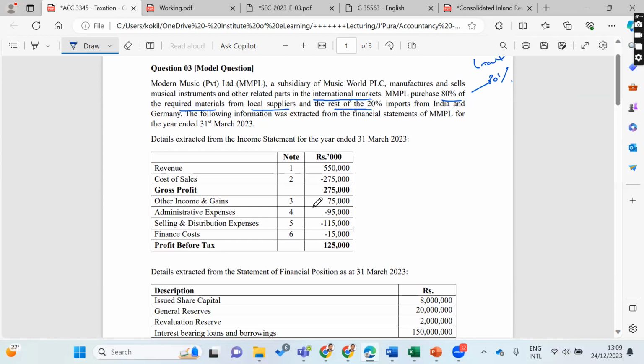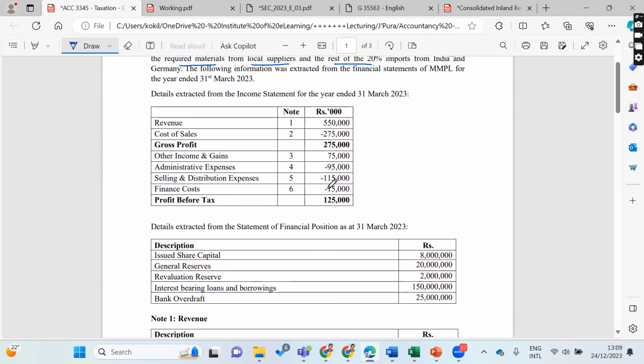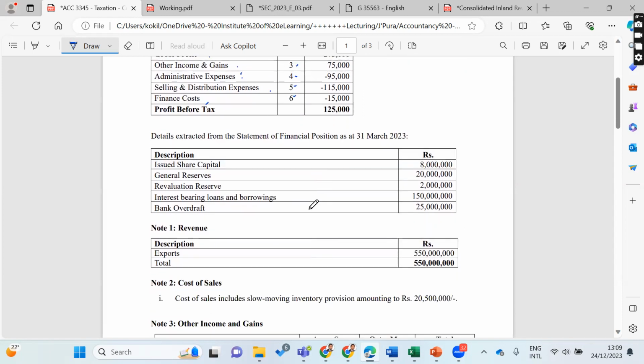So, detail extract for the P&L, income statement: revenue they have, cost of sale, right? And I don't read figures. Even in the exam, don't read figures, right? Don't waste time reading these numbers in the exam. Just at a glance, we look at what those things are. So other income and gains, separate notes there. Admin, yes, we have a separate note. Selling, we have a separate note. Finance cost, we have a separate note.